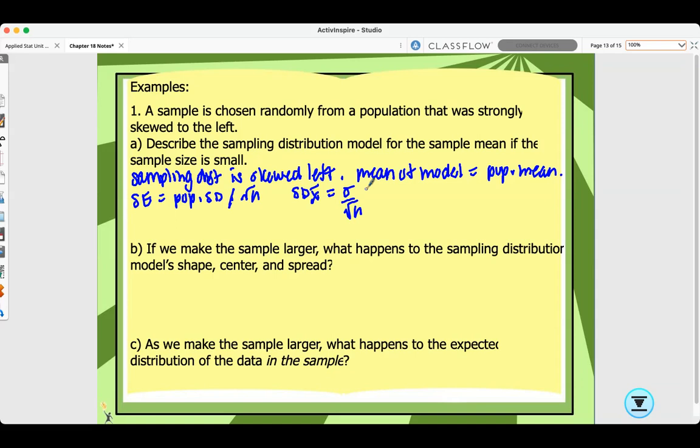If we make the sample larger, what happens to the sampling distribution model's shape, center, and spread? The shape will become more symmetric. The center will stay the same. And the spread, the standard deviation, will decrease.